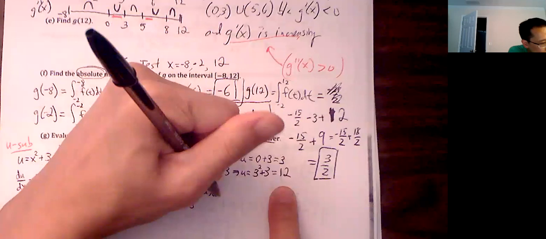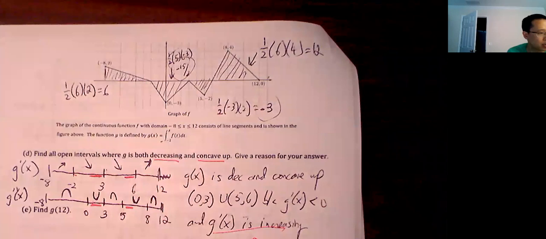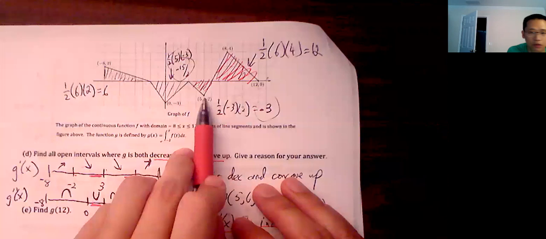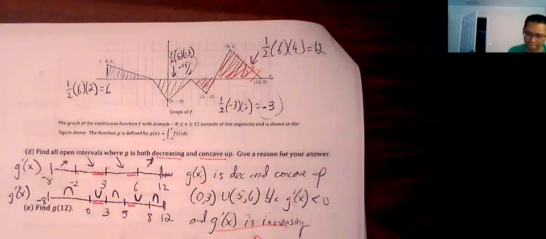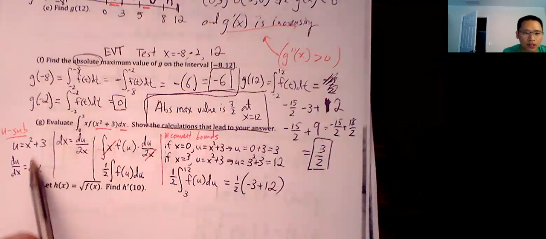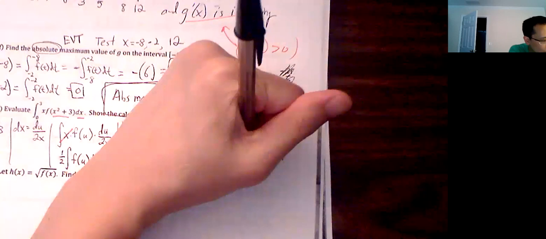So now we can simply find the area of the f graph between 3 and 12. We just care about what's between 3 and 12, so just this region here, negative 3 plus 12. We don't want to lose the 1/2, that leftover coefficient that's going to attach itself until the very end of the problem. So we get negative 3 plus 12, which is 9, 9 over 2, which is 4.5. You can leave it at 9 over 2 or 4.5.